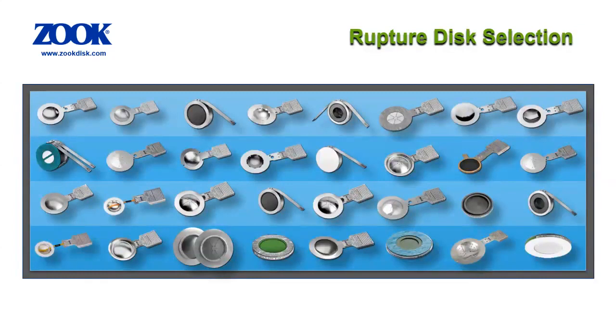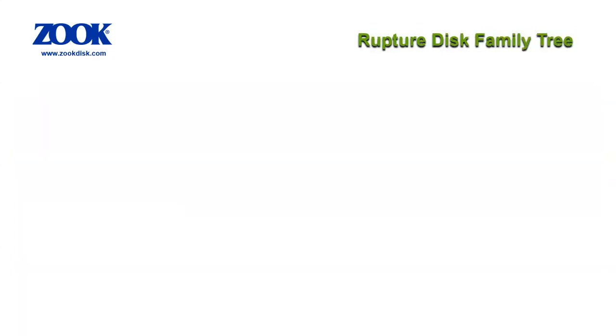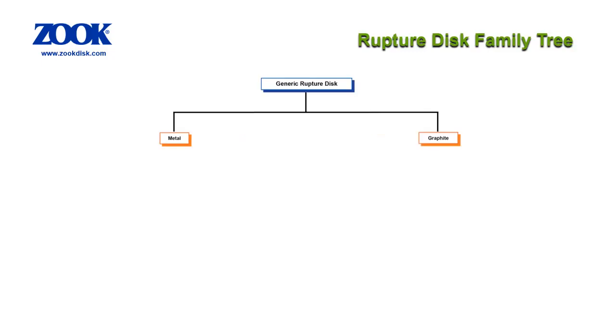As you can see, there are many different designs to choose from, which can be a challenge for engineers trying to select the best design for their application. In an effort to simplify the selection process, we will now build a family tree that groups similar designs. For this webinar, we are going to keep it simple and limit the discussion to widely manufactured designs and not custom hybrid designs. The first division is based on material, either metal or graphite.